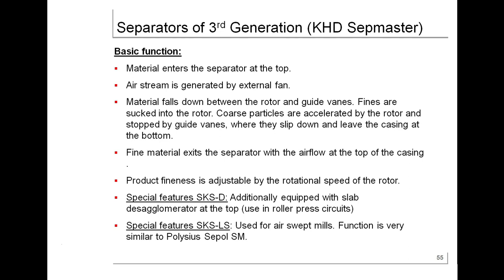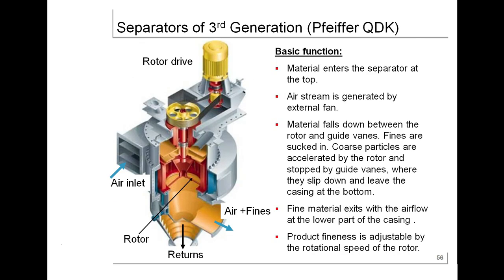Special features: SKSD means additionally equipped with a slab disagglomerator at the top, used in roller press circuits. Special features: SKS LS means used for air-swept mills. Function is very similar to Polysius C-pole SMS.